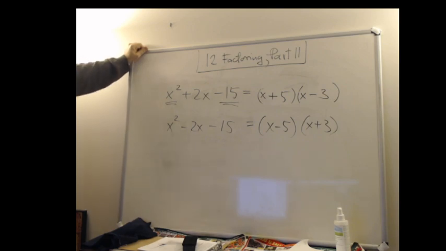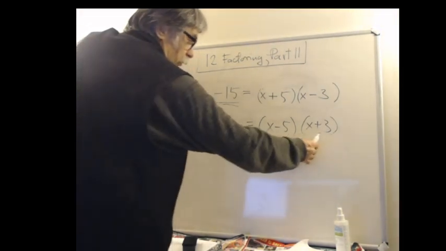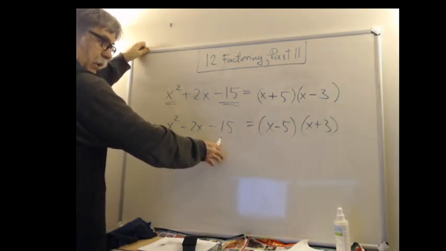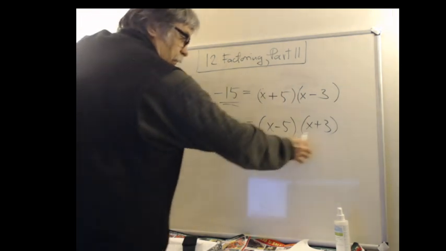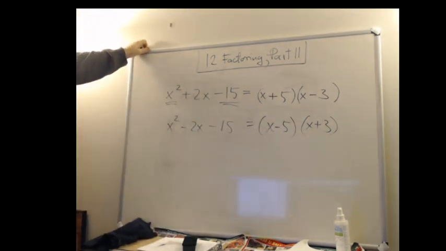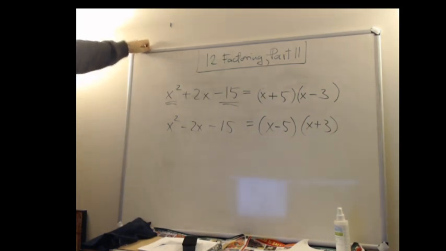So again, you're looking for two numbers whose product is here, negative 15, and also the sum of these two numbers will be here. That's a negative 2 in this case, right? You have to be careful with that, because that is something you can easily misplace. Okay?